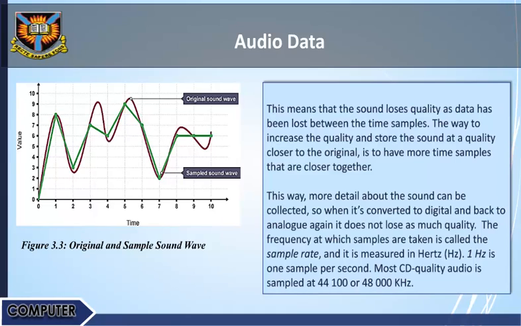The frequency at which samples are taken is called the sample rate, and it is measured in Hz. 1 Hz is 1 sample per second. Most CD quality audio is sampled at 44,100 or 48,000 Hz.